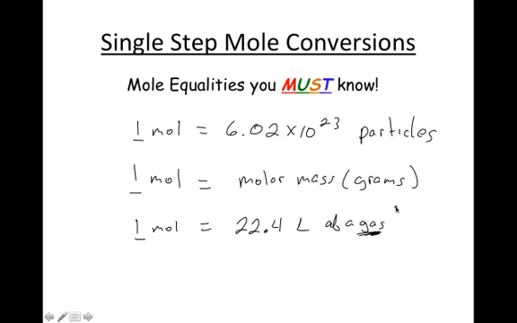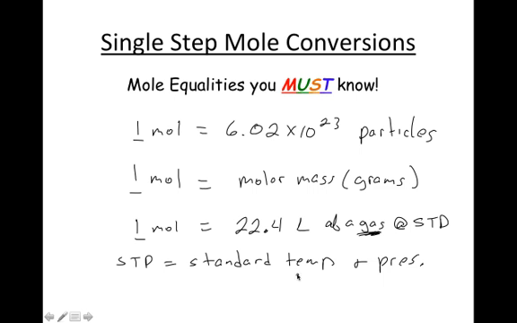And not only that, but the gas must be specified to be at STP. So let's define STP. STP is standard temperature and pressure. Gases are very sensitive to changes in temperature and pressure. If you change the temperature, the volume will increase or decrease depending on which way you're changing the temperature. So we standardize it as 0 degrees Celsius as our standard temperature, and our standard pressure is 1 atmosphere, which is the atmospheric pressure at sea level.